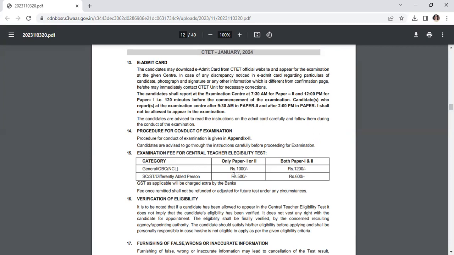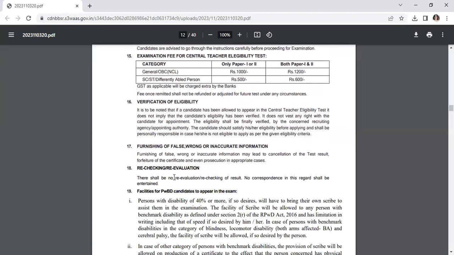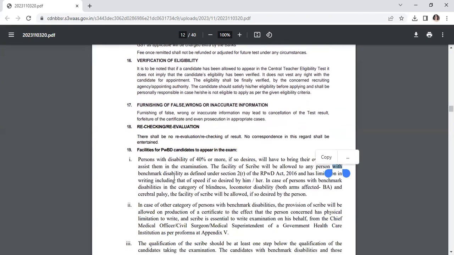General, OBC rupees 1,000, rupees 12,000. This already I have discussed about. The fees. Verification of eligibility. It is noted that if a candidate has been allowed to appear for the central eligibility test, it does not imply the candidate's eligibility has been verified. This also I have discussed.